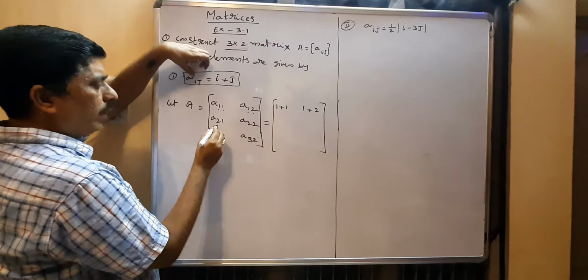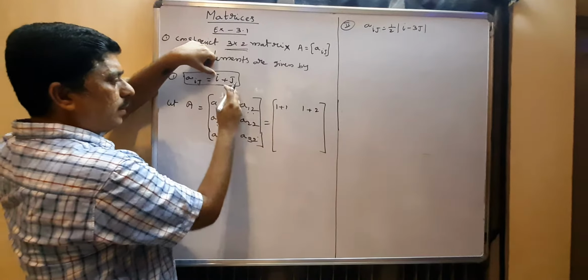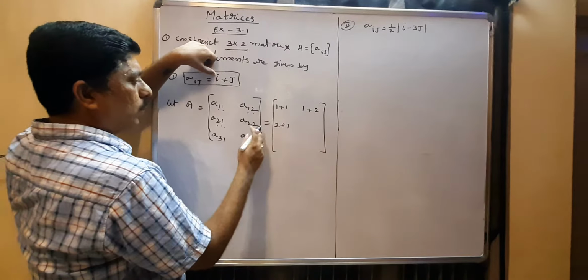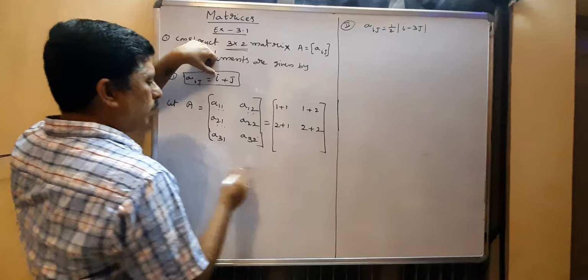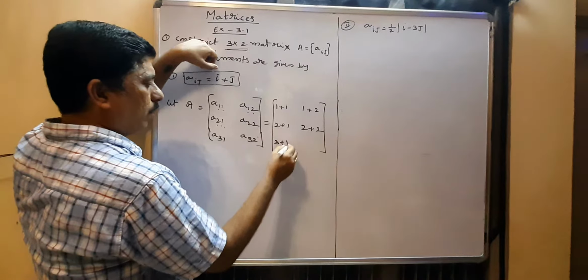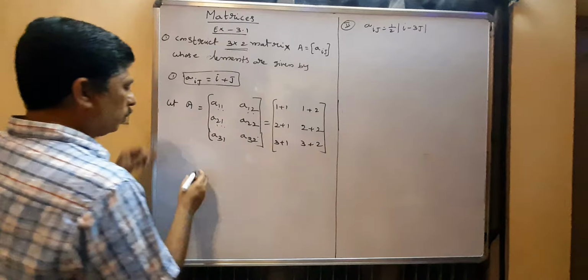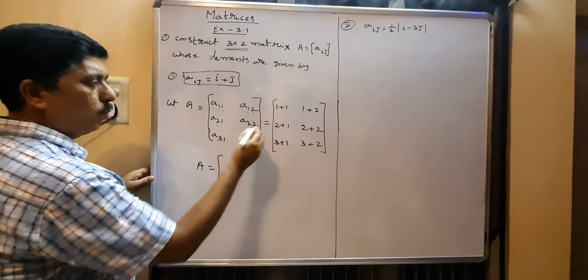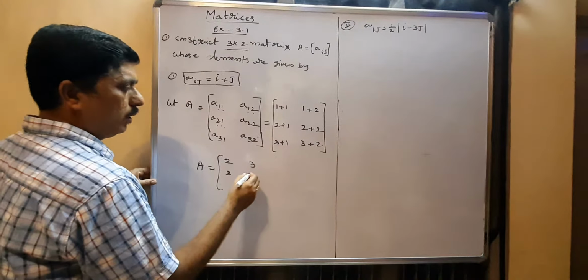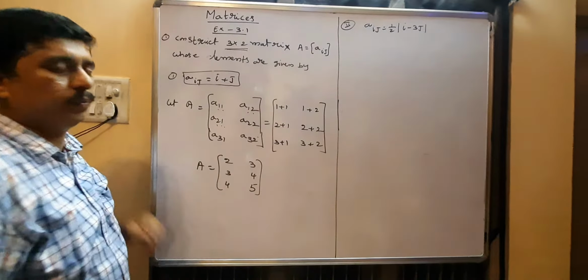A21: in place of i is 2, in place of j is 1. i is 2 and j is 1, so on the right side substitute 2 plus 1. Here 2 plus 2 is needed: i is 2, j is 2, 2 plus 2. A31: i is 3, j is 1, 3 plus 1. I plus 3, J plus 2, 3 plus 2. So the A matrix has 1 plus 1 is 2, 1 plus 2 is 3, 3, that is 4, 4, 5. This is the matrix A.